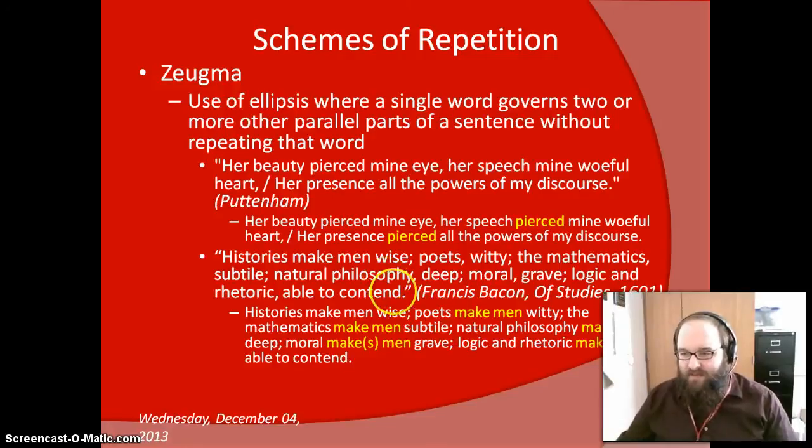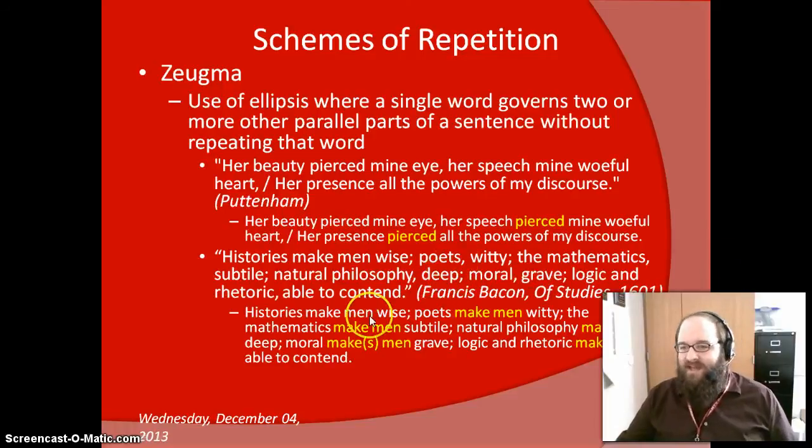Histories make men wise, poets make men witty, the mathematics make men subtle, natural philosophy makes men deep, moral, whatever that is, I don't know if he meant morality or studying morals, ethics maybe, this is from 1601, so good night, that's a long time ago, not sure what he meant. Moral makes men grave, logic and rhetoric make men able to contend.